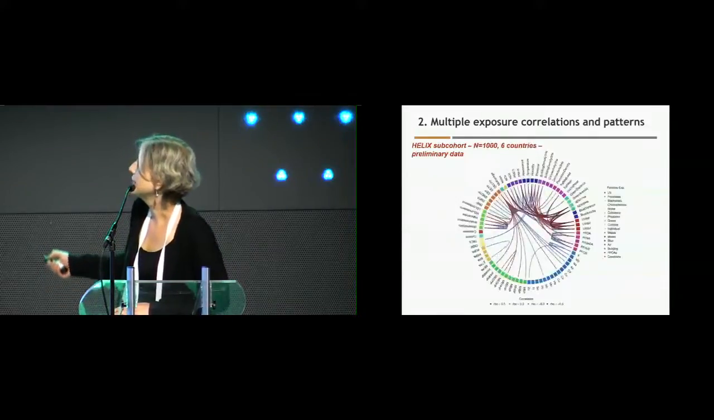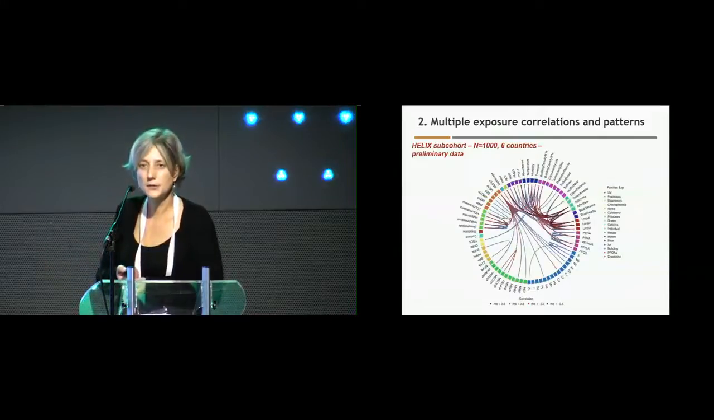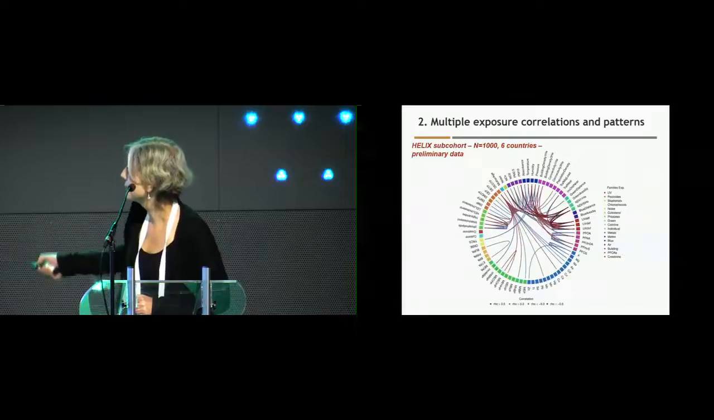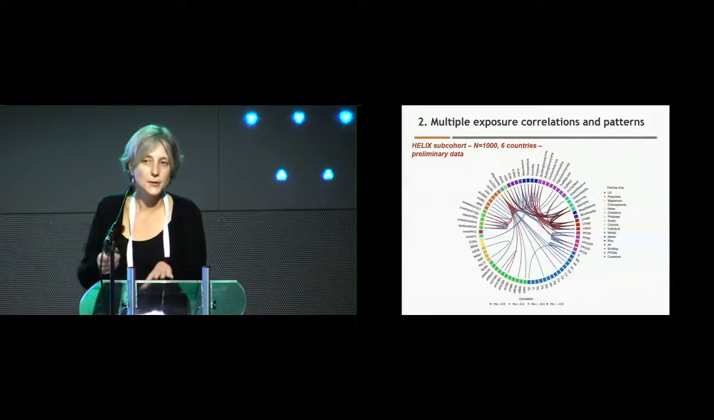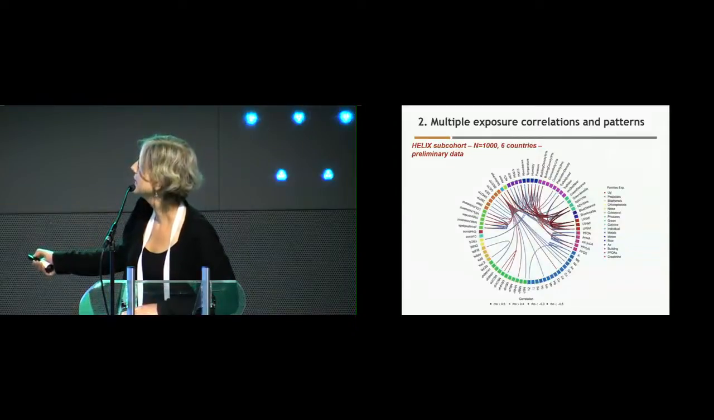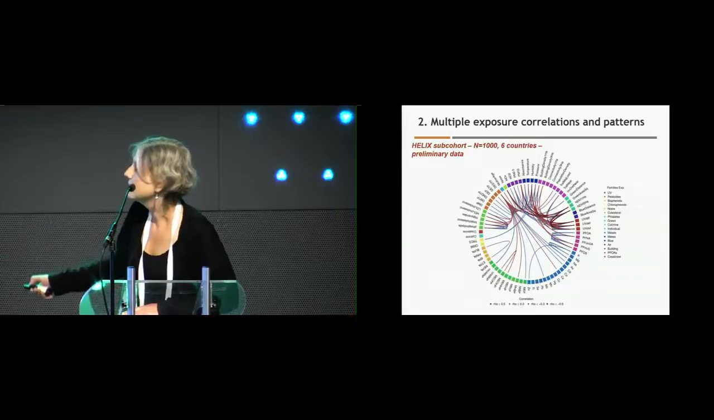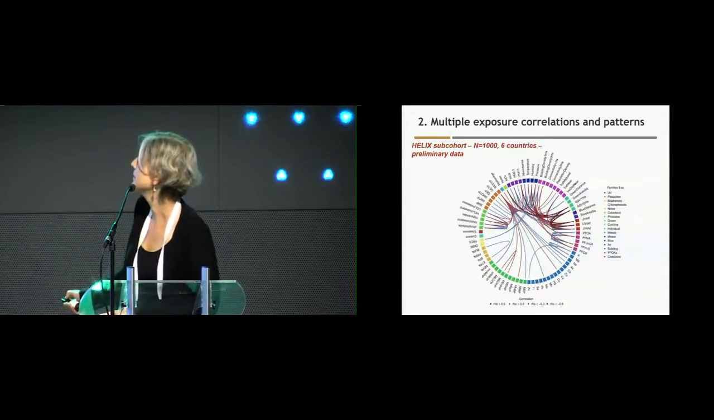So we're doing similar work now in HELIX to try and disentangle a little bit these patterns of exposures. Here we see many more lines going across. And we need to go much deeper into this data. I think it's because here we're mixing data from 6 different regions, 6 different countries. So it could well be that these correlations are due to the locations of the subjects.